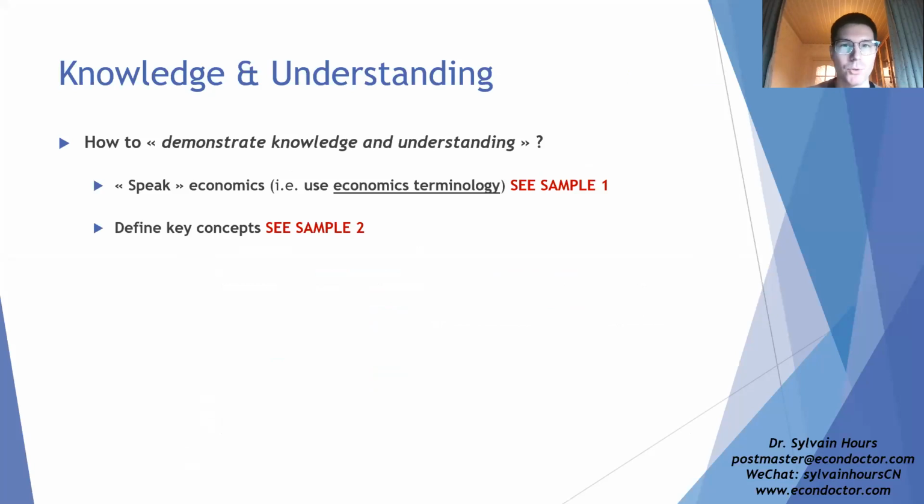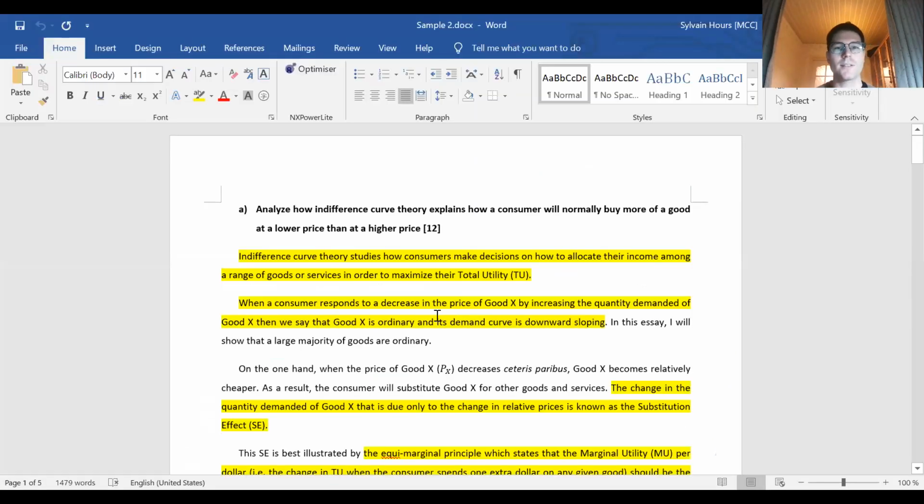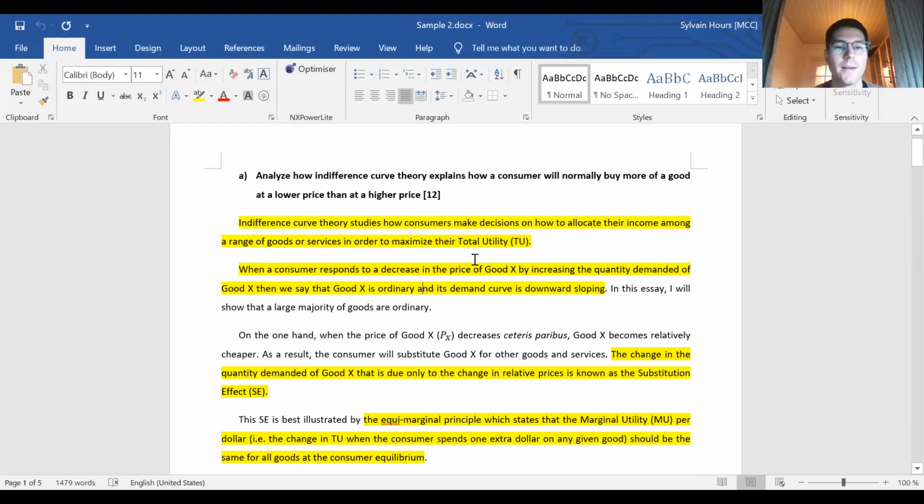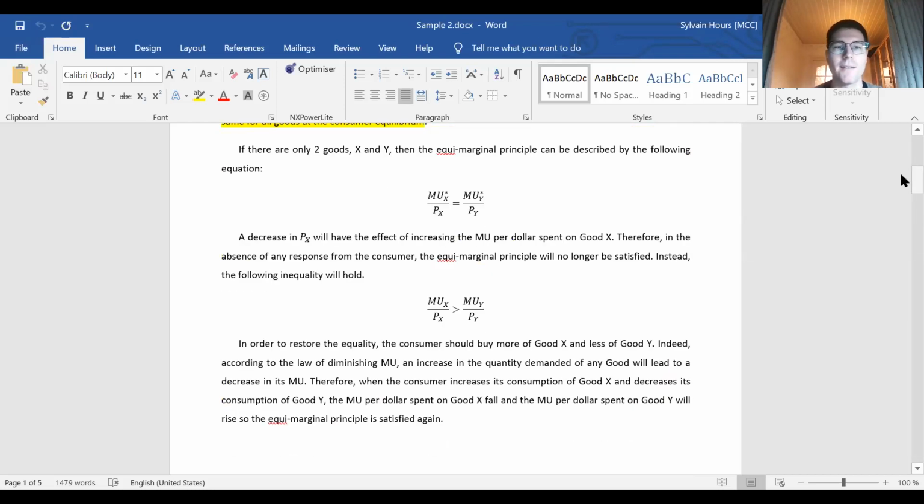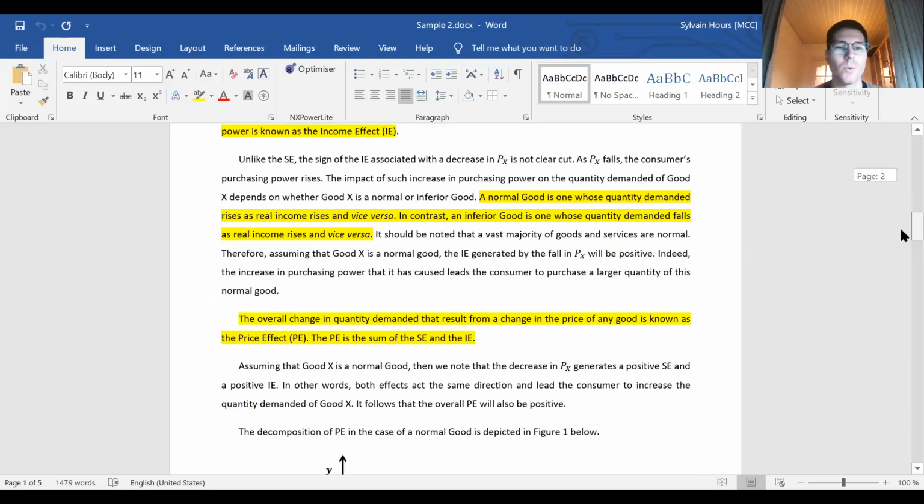Something else, let me show you a second sample about the definitions. I should have it there, okay? You see, so that's the same essay, the same sample answer, but here what I have highlighted are all the definitions, okay? So everything that is highlighted in yellow here are keywords that I have defined. So we have one there, one there, one there.